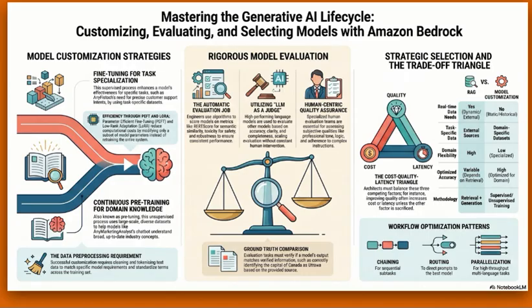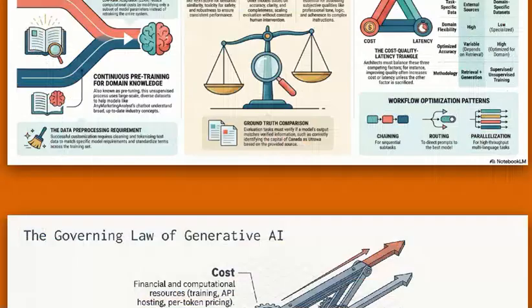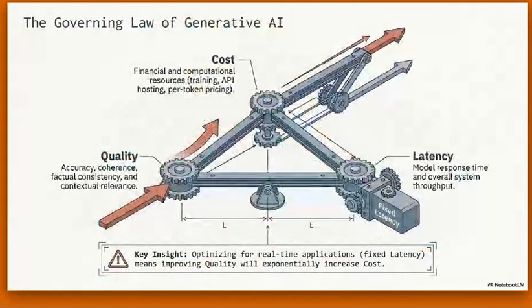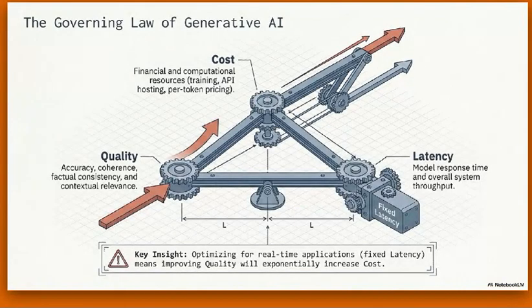Okay, let's unpack this. The source material immediately forces us to confront this reality by establishing what it calls the governing law of generative AI. Yes, the iron triangle. Right. It frames this as a trilemma consisting of cost, quality, and latency. It's the foundational physics of the environment. I mean, before you even look at foundation models, before you start designing your vector databases, you have to map your specific business use case against this trilemma.